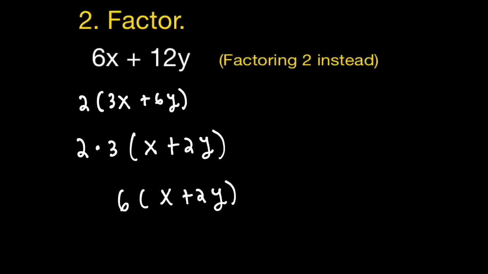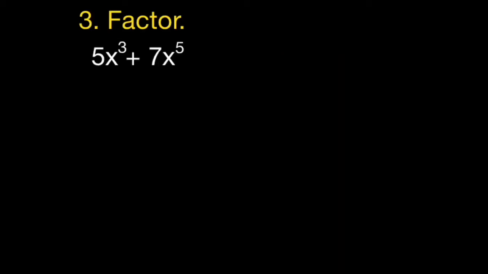Let's consider example 3. 5x cubed plus 7x to the 5th power. 5 and 7 don't share any common integers besides 1, and we typically don't factor out the 1. But they do have a variable in common. The only difference is the powers. Now we take a look at the smallest one, and that determines how many copies of that variable we are allowed to factor. So here I'm going to factor out the x to the 3rd power, leaving me with a 5 plus a 7, and now we subtract 5 minus 3, leaving us with 2 copies of x, or x to the 2nd power.